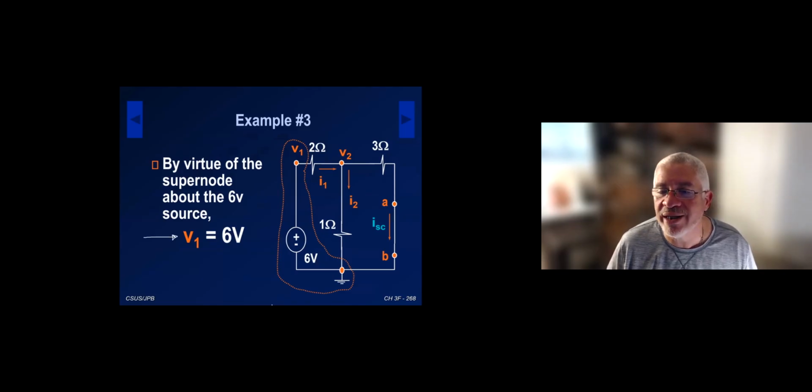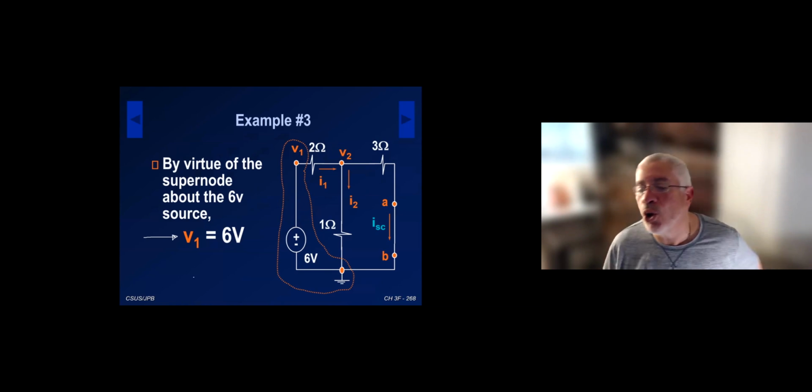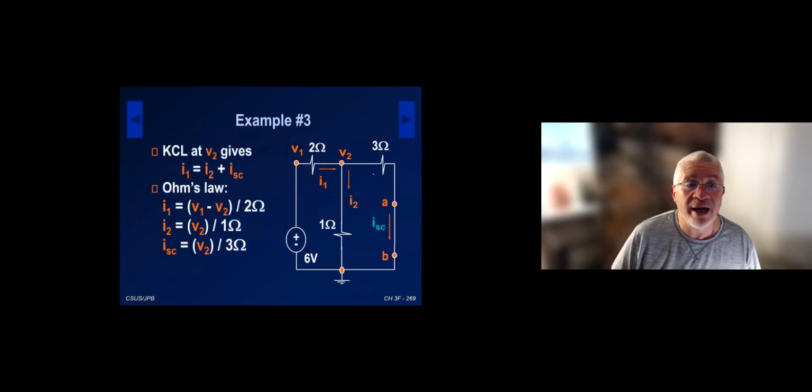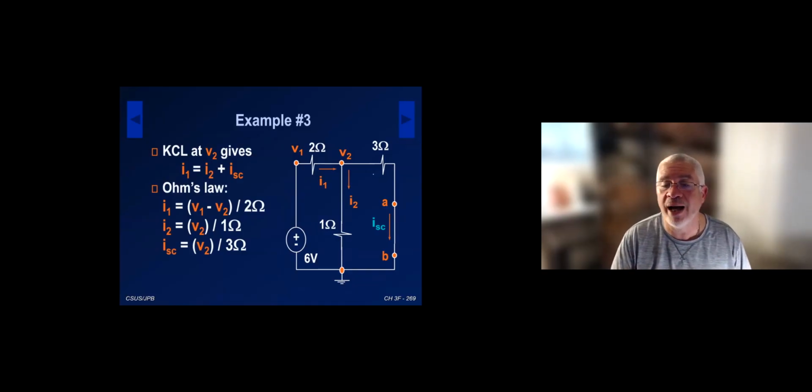And I have to do one KCL at node V2. Notice that ISC is the current under the 3 ohms, so I'm not putting another current under the 3 ohms. Don't add current when you don't need to. The current ISC is already the current on that 3 ohm. So I do my KCL at node V2. Current coming in equals current coming out: I1 is equal to I2 plus ISC.